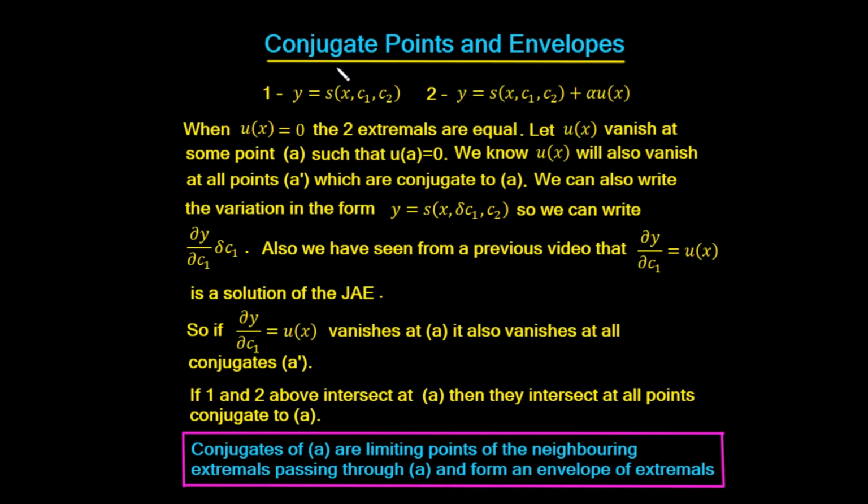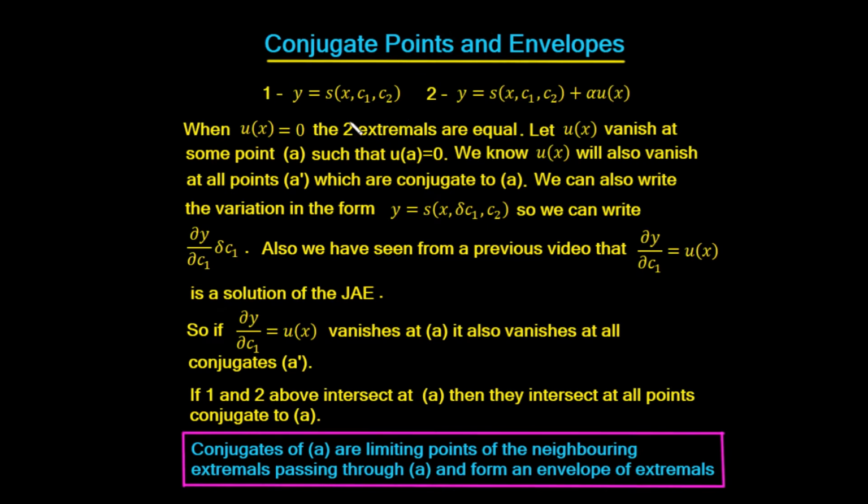So let's look in a bit more detail at conjugate points, extremals and envelopes. Now you've seen the idea of an envelope in the previous video, whenever we looked at the projectile motion, which produced a set of parabolas, and those generated an envelope. Now we can write the solution to the Euler-Lagrange equation in this general form.